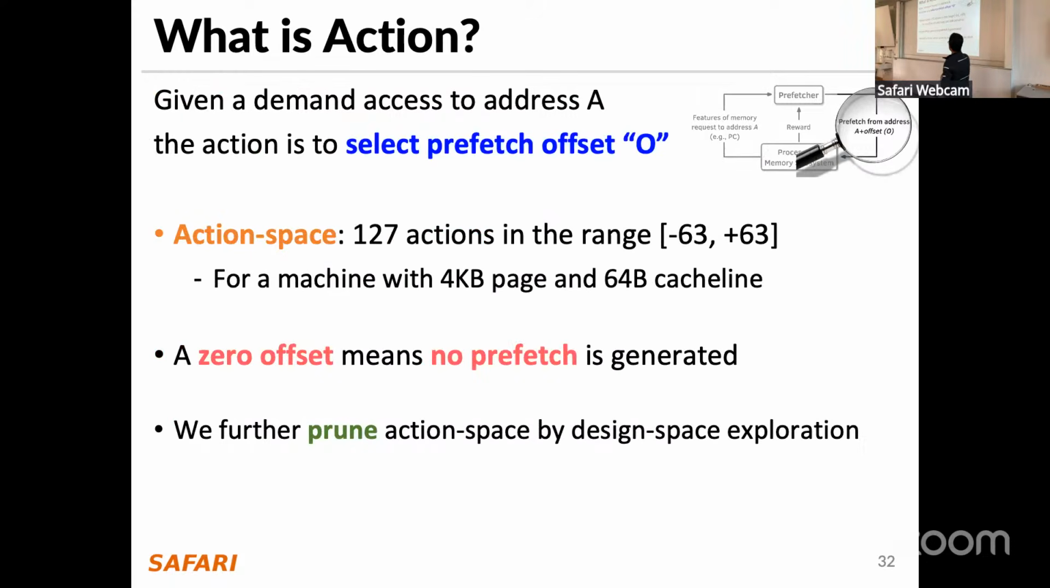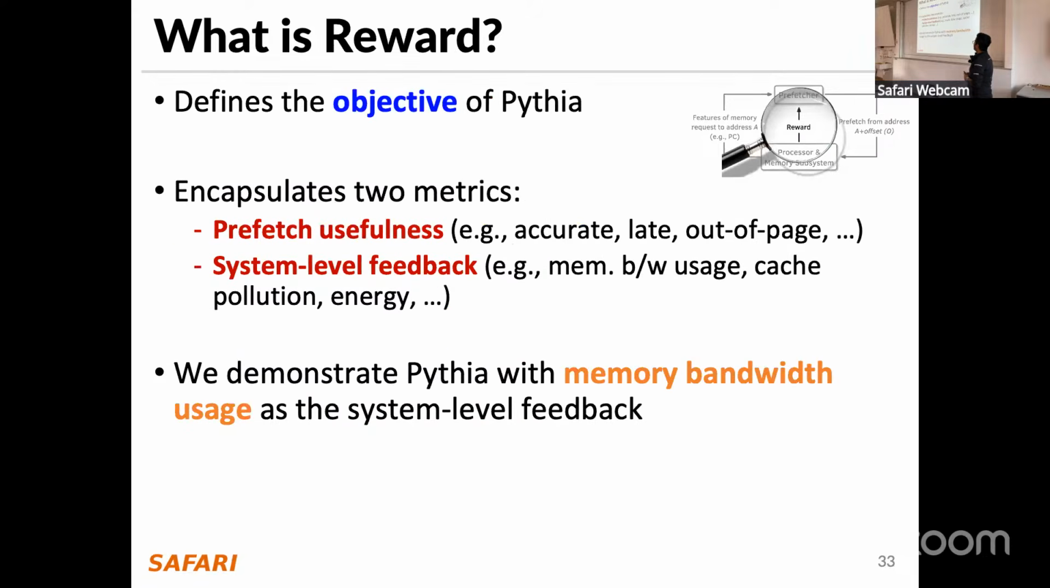What is the action? As I said, the action is just selecting this prefetch offset O. You can calculate by yourself that if you are restricting yourself to prefetching within a page boundary, then you would end up with 127 actions. Just to put it into perspective, 0 offset is actually a valid action in this case. If your agent decides to pick 0, then it means that it's actively deciding not to prefetch anything. We can also do some fine tuning of the actions by offline pruning to make the search space smaller.